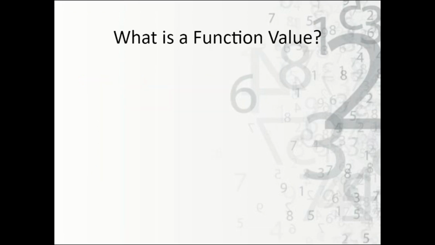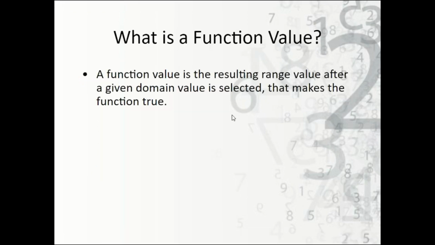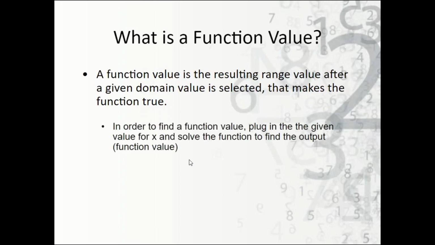Now, what is a function value? A function value is the resulting range value, so the y value, after a given domain value is selected that makes the function true. So in order to find a function value, we're going to plug in the given value for x. So whatever they tell us they want for x, the function value is the result or the output. So for instance, if I have f of 3 is equal to x minus 5, all that means is I'm going to take 3 and plug it in, and then the result is what we call the function value. So we plug 3 in for x, and we get 3 minus 5, which is negative 2. So negative 2 is my function value.